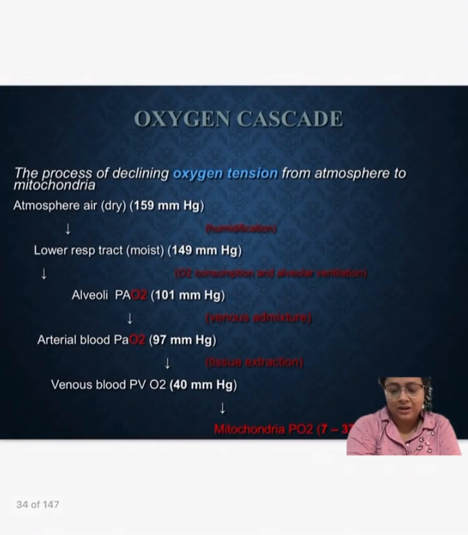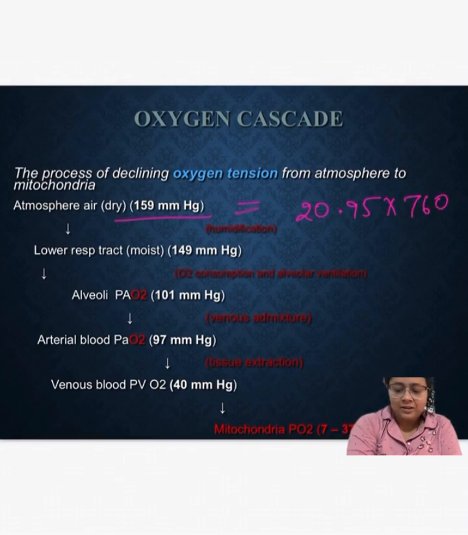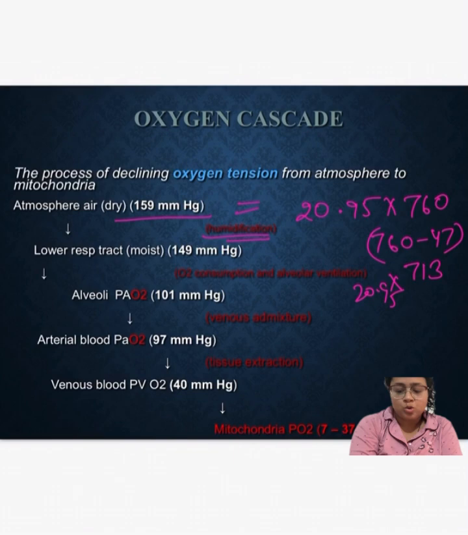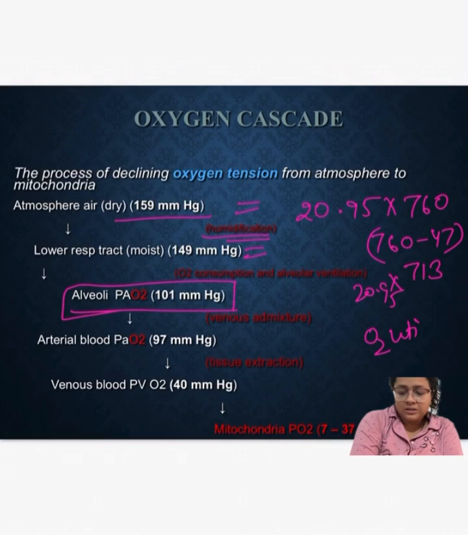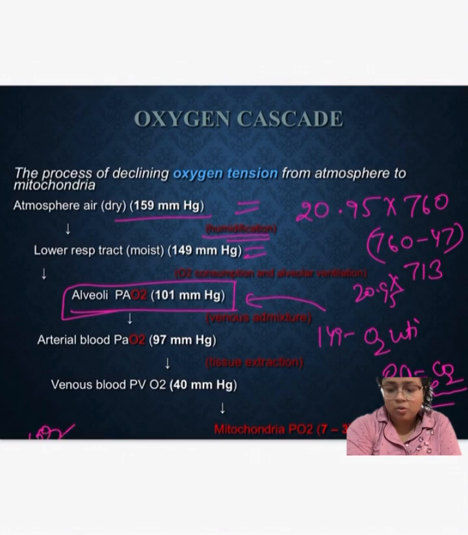First, in the atmosphere we have 159 mmHg, meaning 20.95% of 760 is 159. But then humidification happens, so 760 minus 47 is 713, times 20.95% is 149. Then at the level of the alveoli, the alveoli use up oxygen, so we subtract the oxygen utilized from 149, and it becomes 101. The respiratory quotient is CO2 produced divided by oxygen utilized, so oxygen utilized is CO2 by RQ.